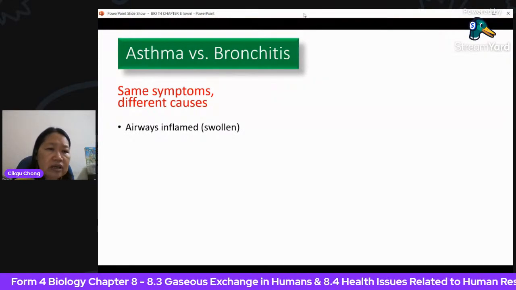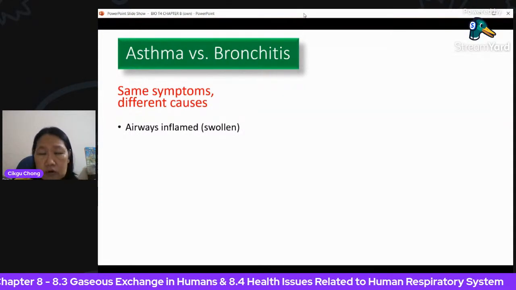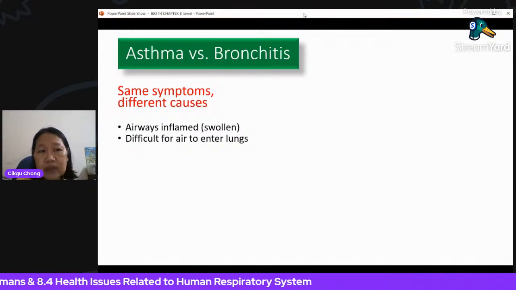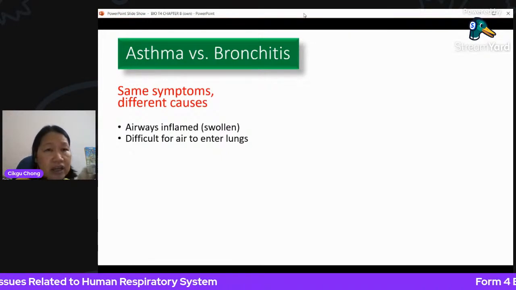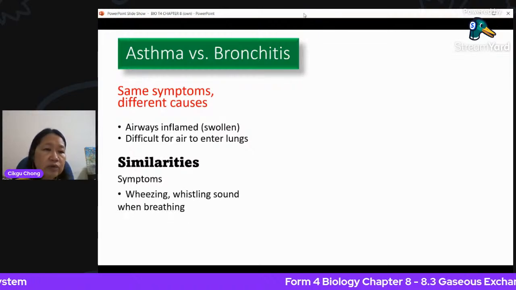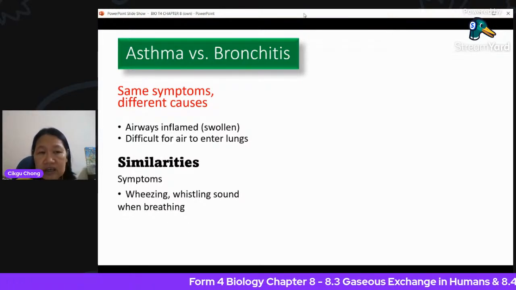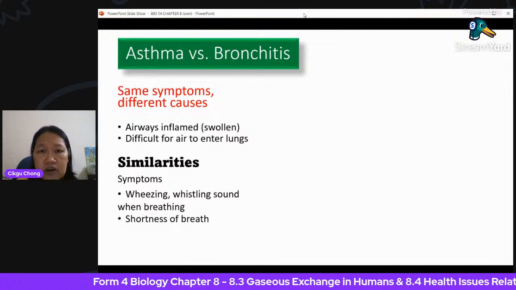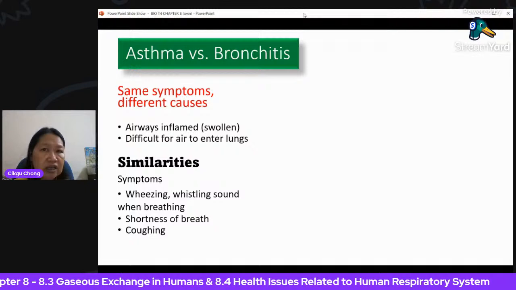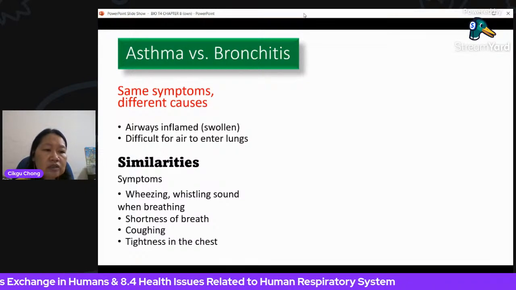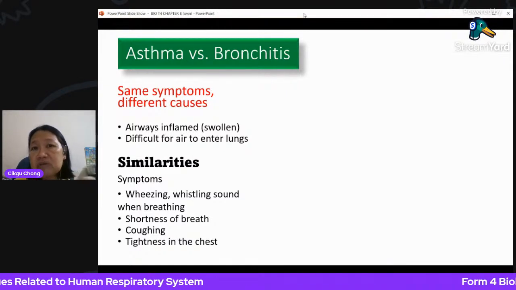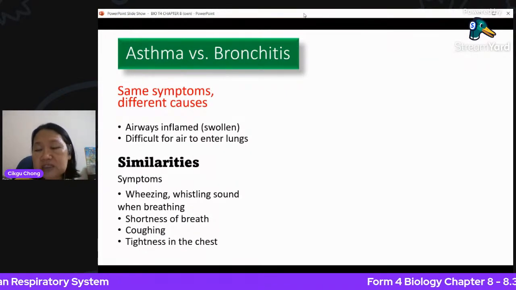Let's look at the similarities here. Airways are inflamed. The walls of the bronchioles and the bronchi are a bit thicker, so it is difficult for air to enter the lungs because of narrow airways. Symptoms: wheezing, a whistling sound when breathing, and shortness of breath, not enough air entering your lungs. Coughing is one of the signs that you're not getting enough air. And tightness in the chest because of the squeezing action of the smooth muscles around the bronchioles and the bronchus.